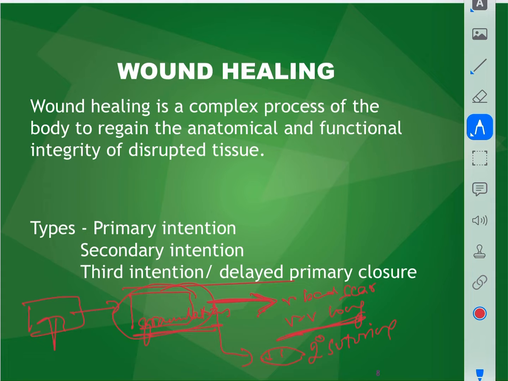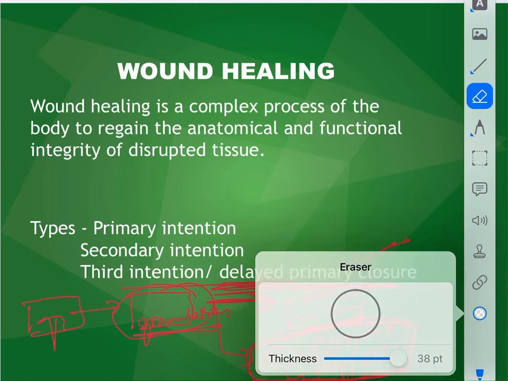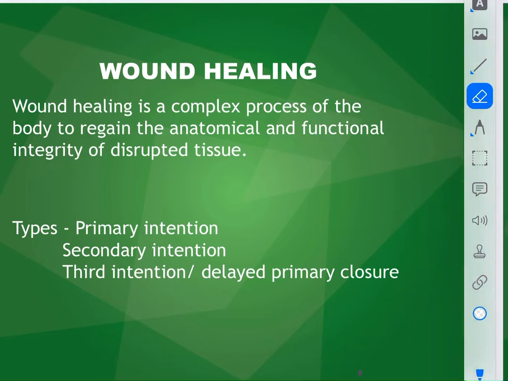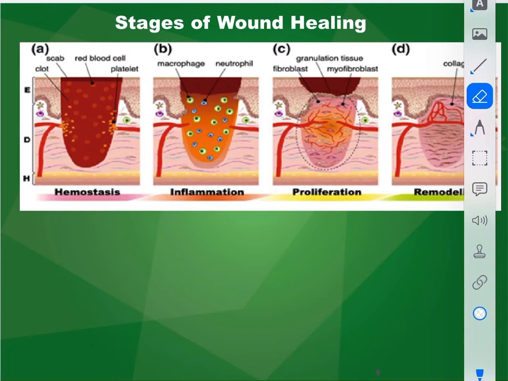If the edges can't be approximated, then you do a flap closure or a split thickness graft closure. Such wound healing is called delayed primary closure, because you are closing the wound, but it's slightly delayed, because you are giving some time for the granulation tissue to develop, right? Okay. Next, coming to the stages of wound healing.